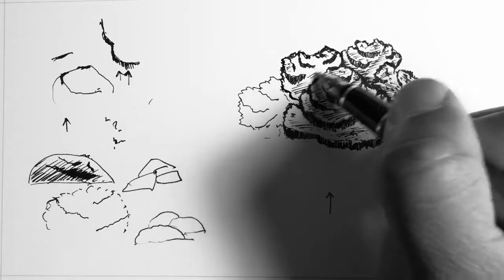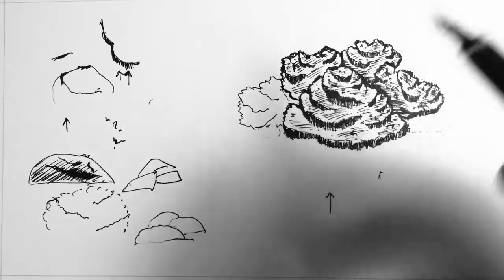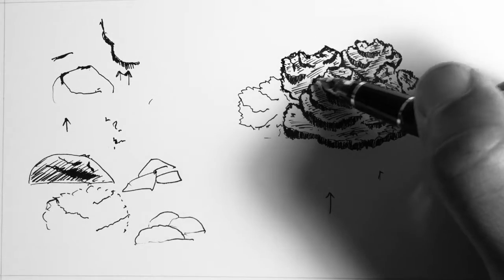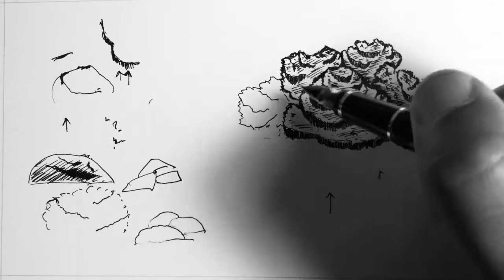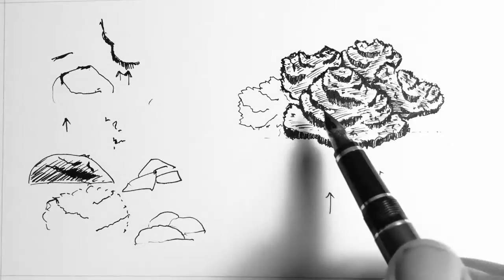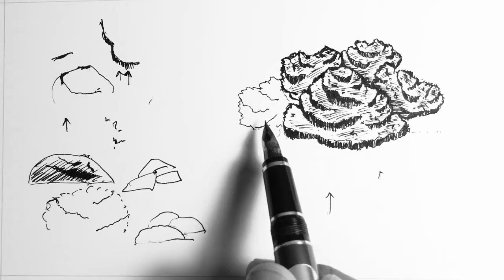Then I will use these parallel lines to give some definition to the surface, and I will use the direction of the lines to convey some information about how the stone surface is oriented. So there we have it. I added one more stone over here, and what I will do next is the same for this stone over here.